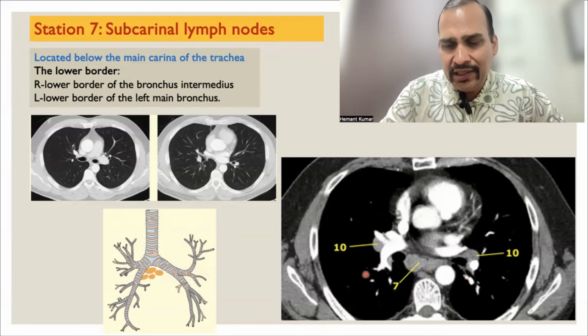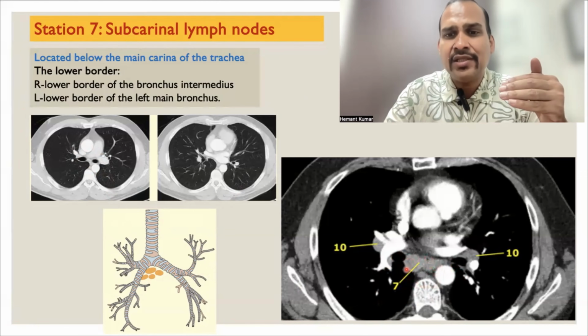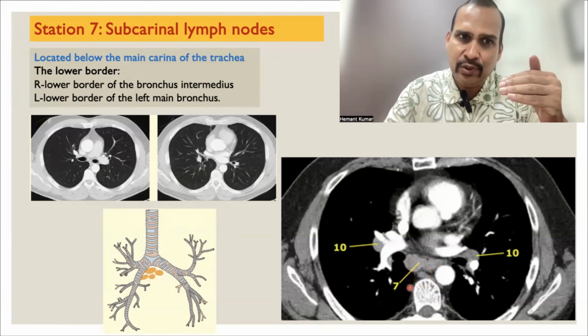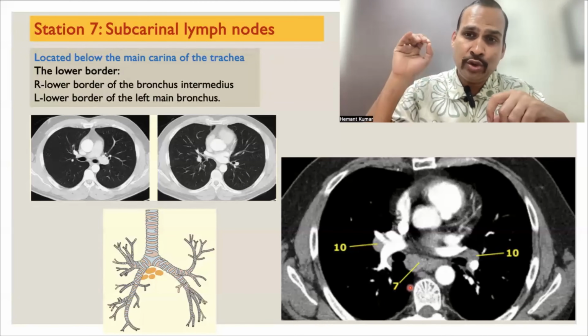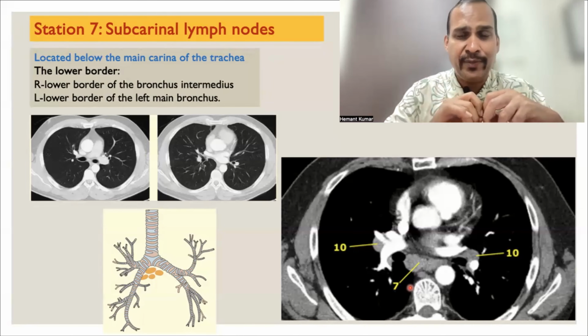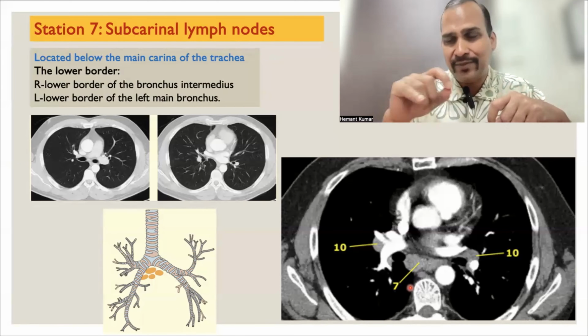So you can see in this CT scan, this is the carina, where the trachea has already bifurcated, below which is station 7. This is the subcarinal lymph node. This is a very important lymph node. You should know how to identify it, because this is the most common lymph node you are going to sample by your TBNA or EBUS.